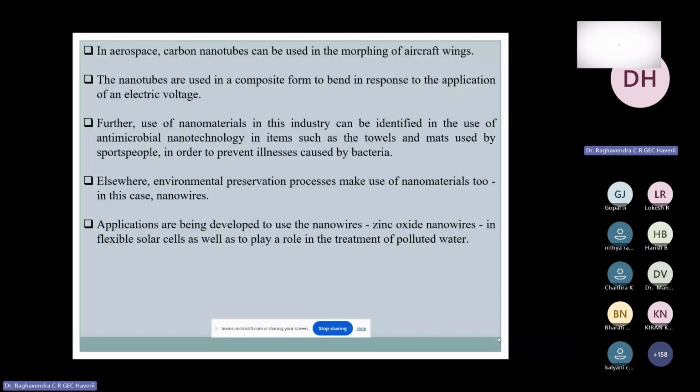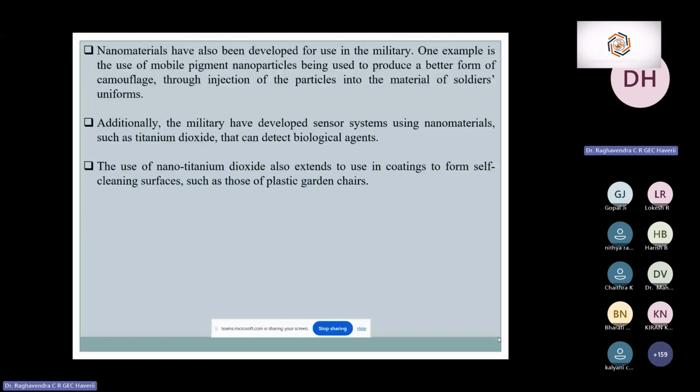Nanomaterials have also been developed for use in military applications. One example is mobile pigment nanoparticles being used to produce a better form of camouflage, by injection of the particles into the material of soldiers' uniforms. Additionally, the military have developed sensor systems using nanomaterials such as titanium oxide that can detect biological agents. This is the titanium oxide.